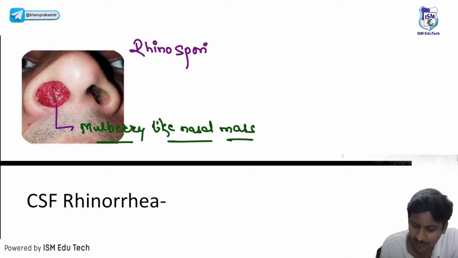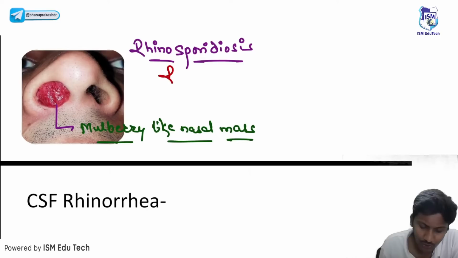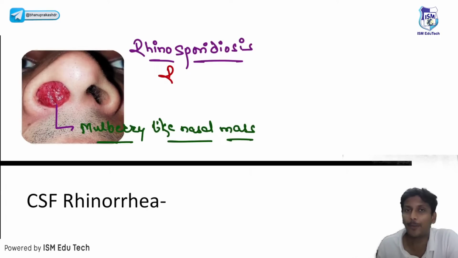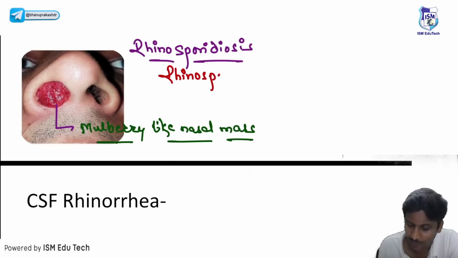Okay, and please let me know one thing. The causative agent of this rhinosporidiosis is known as Rhinosporidium seeberi. Let me know whether it is a fungus or an aquatic protozoa. So rhinosporidiosis is caused by an organism known as Rhinosporidium seeberi.